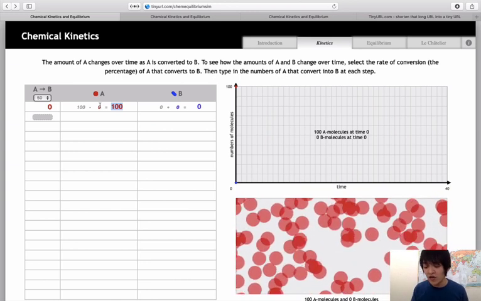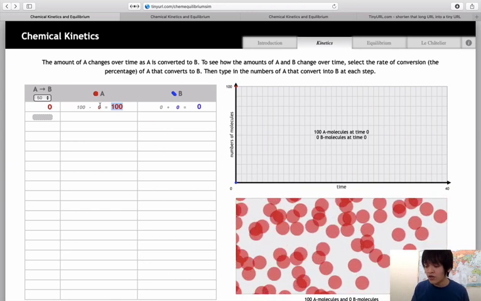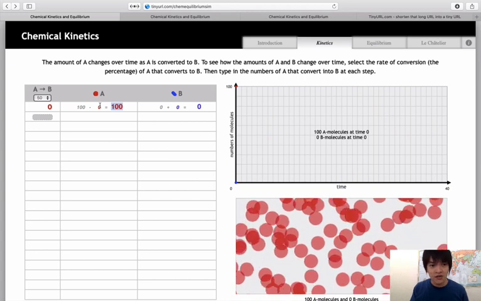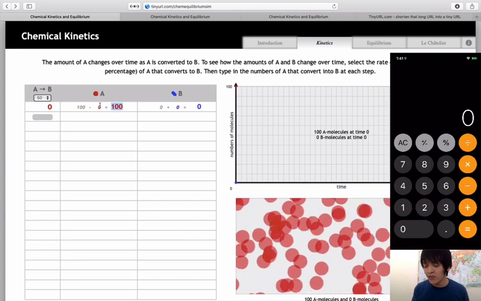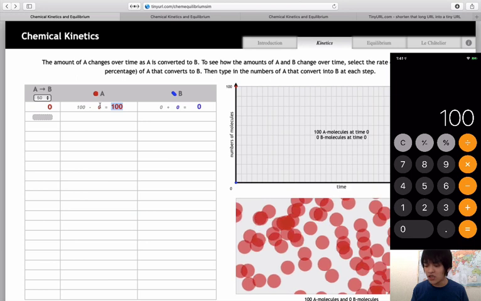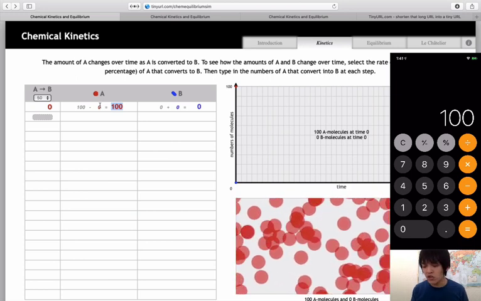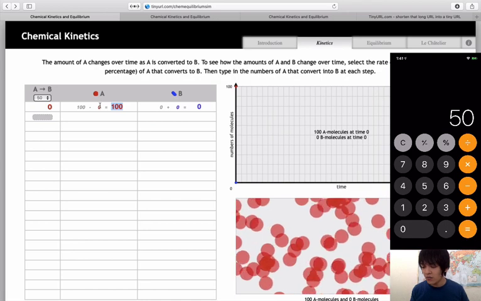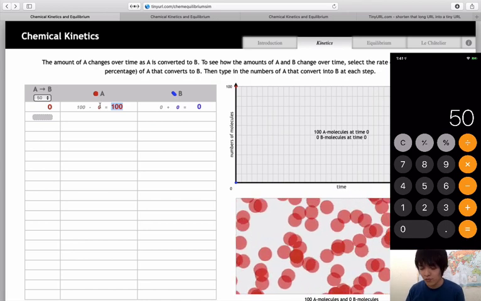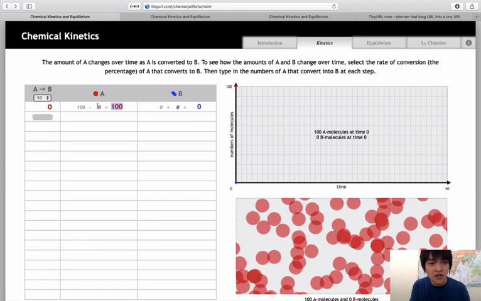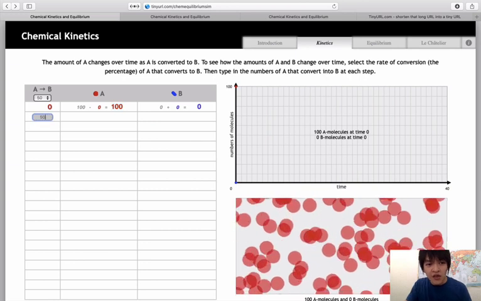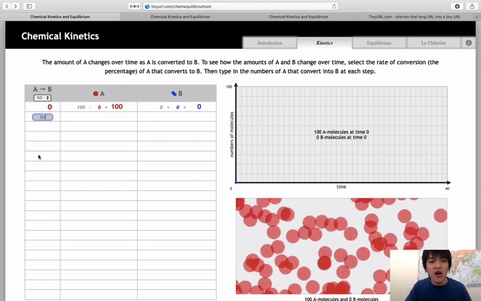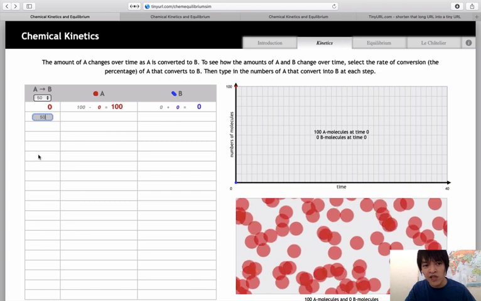You probably already know it. But I'm just going to show you on a calculator. You type in 100 and then you multiply it by 50%, which is times 0.50. Okay? So it turns out to be 50. Were you right? So I'm going to type in 50 right here. This column is telling me how much is converted for that step.